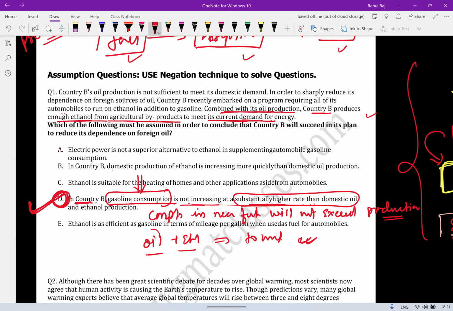Because the author is trying to conclude oil plus ethanol is sufficient to meet the current demand. Now to have this sort of a conclusion, the author might have 100% ensured that in no way is consumption going to exceed the production in the near future. And that's the reason I can 100% say oil plus ethanol is sufficient to meet the current demand. Agreed? Any problem, Tara? Yeah, got it. Perfect. Okay.